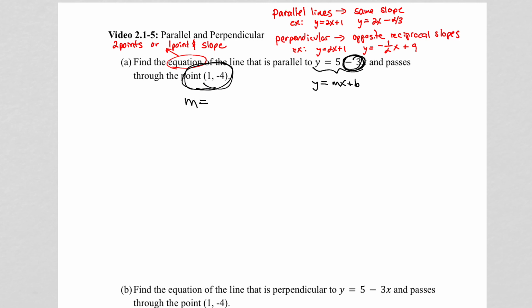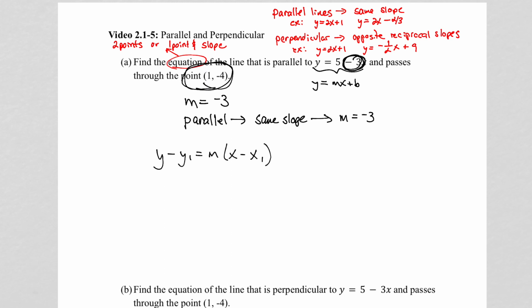So let me write that down. M equals negative 3. Now, we're trying to write an equation for a line that is parallel. I like to write this down as a reminder. Parallel. And we know parallel has the same slope. So we're actually going to use the slope of negative 3. And now I'm going to write my equation in point-slope form. So we have y minus y1 equals m times x minus x1.